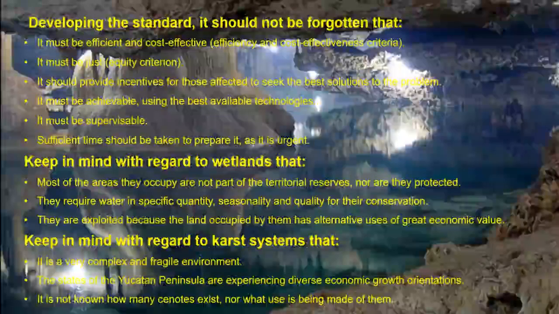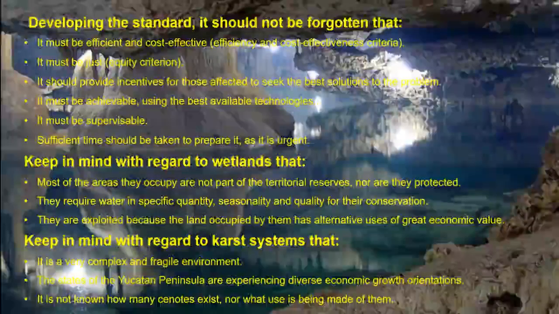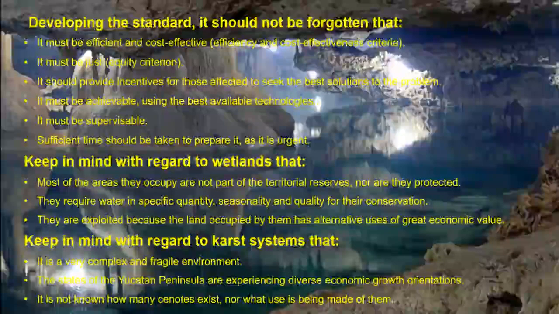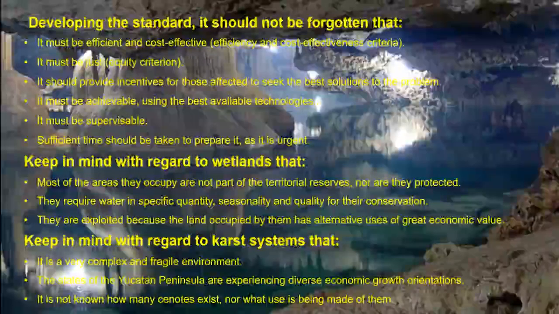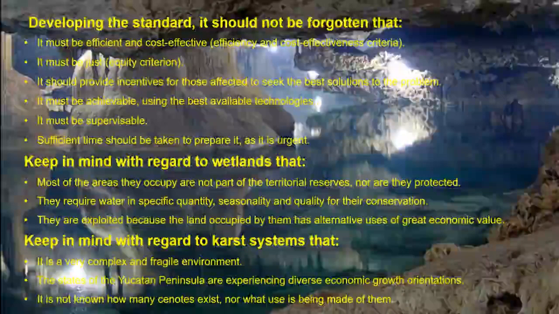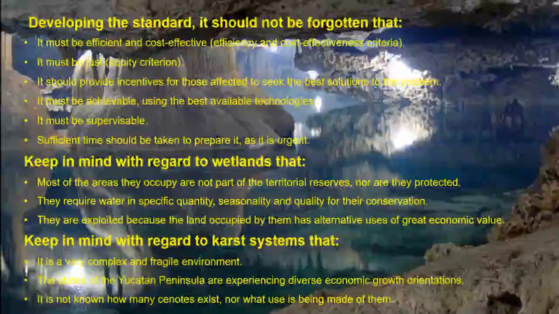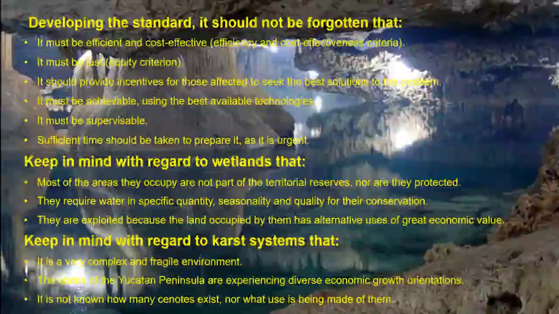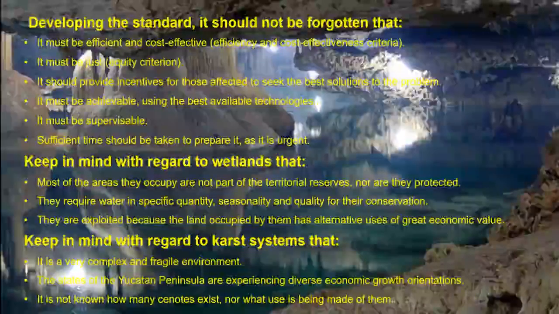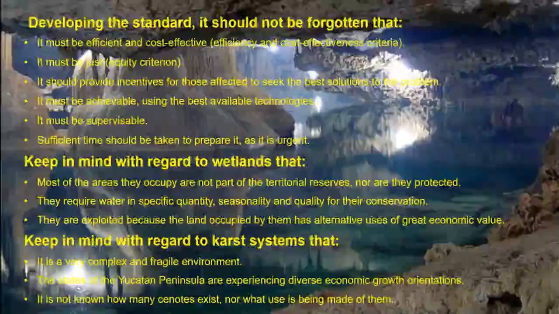We can use the wetlands because the land occupied by the alternative use has great economic value. The use of the wetlands is very productive, and particularly in the area of Quintana Roo, the alternative use is international tourism, and it's complicated to compete against that. So they are using a lot of very fragile areas in the peninsula. And we should not lose sight of these karst systems. It's a complex and fragile environment, as I've been noting here.